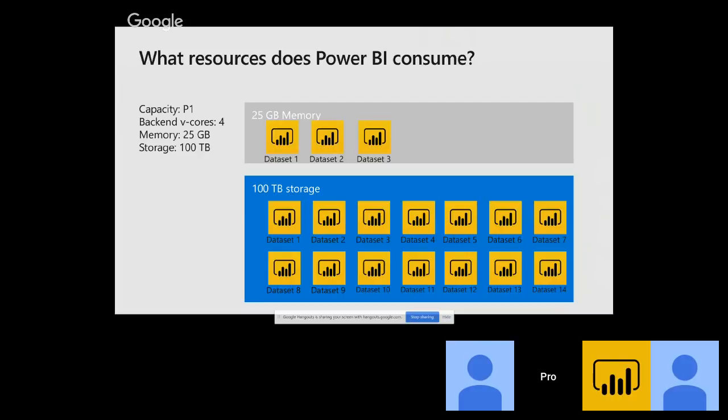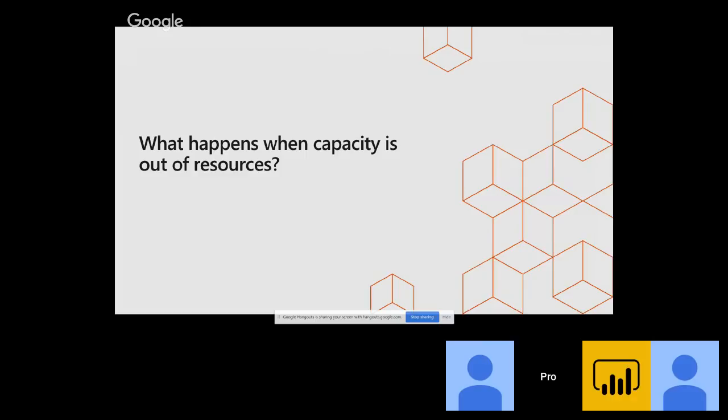So yes, you can have 100 terabytes of data sets, but you need to have enough memory to support the data sets that are all going to be used in parallel. So I don't have 100 terabytes of memory. I can't use all these data sets at one time. But in the example I'm showing here, I'm using 3 of the data sets, and they fit within the 25 gigs fine. This is a capacity that has a lot more room to grow. But what happens when they do grow? What happens when you do start to consume all those resources?